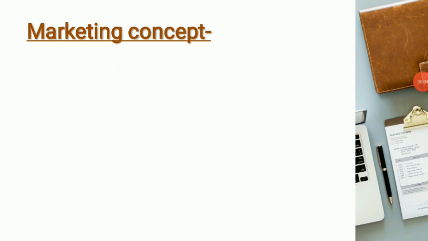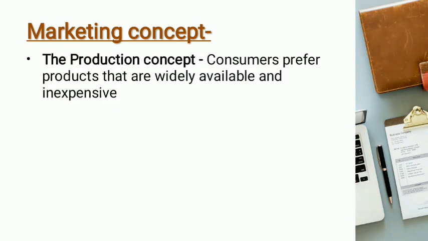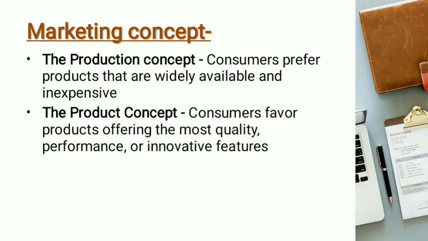Next topic of today's video is different types of marketing concepts. Under this, first one is the production concept. The production concept holds that consumers prefer products that are widely available and inexpensive. Managers of production-oriented businesses concentrate on achieving high production efficiency, low cost, and mass distribution, like in any FMCG sector. That is called the production concept. Next one is the product concept. The product concept proposes that consumers favor products offering the most quality, performance, or innovative features.